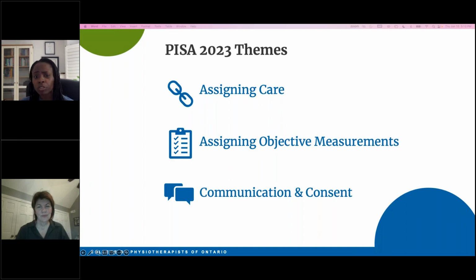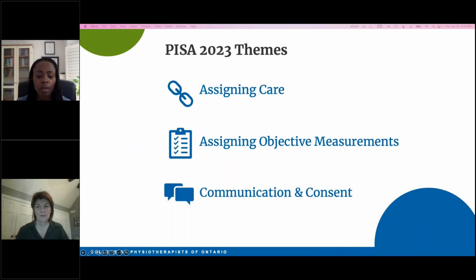And also if the patient is requesting any communication with the PT, the physiotherapist assistant needs to pass this information to the physiotherapist. Lastly, we're going to look at consent. As we know, a physiotherapist is responsible for gaining the patient's consent to involve any third party in their care, and this is inclusive of PTAs, students, or even volunteers.